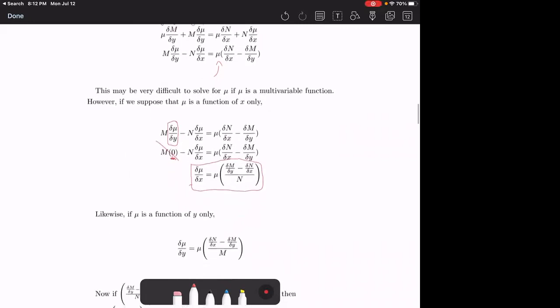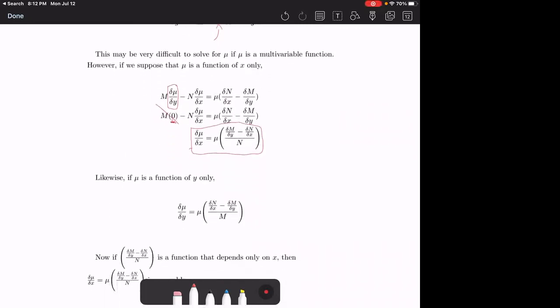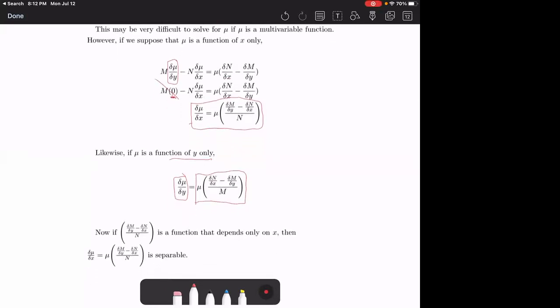Now we would be able to do a very similar thing if we instead suppose that mu was a function of y. We would get that the derivative of mu with respect to y is equal to this expression here: mu times the derivative of n with respect to x minus the derivative of m with respect to y, all divided by m. Now, if it so happens that this is a function that depends only on x, then this rather difficult looking equation actually ends up being separable.